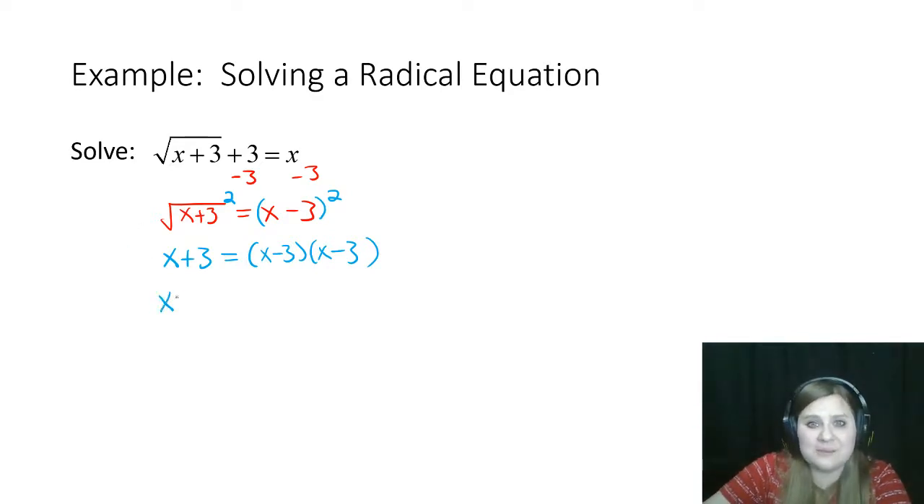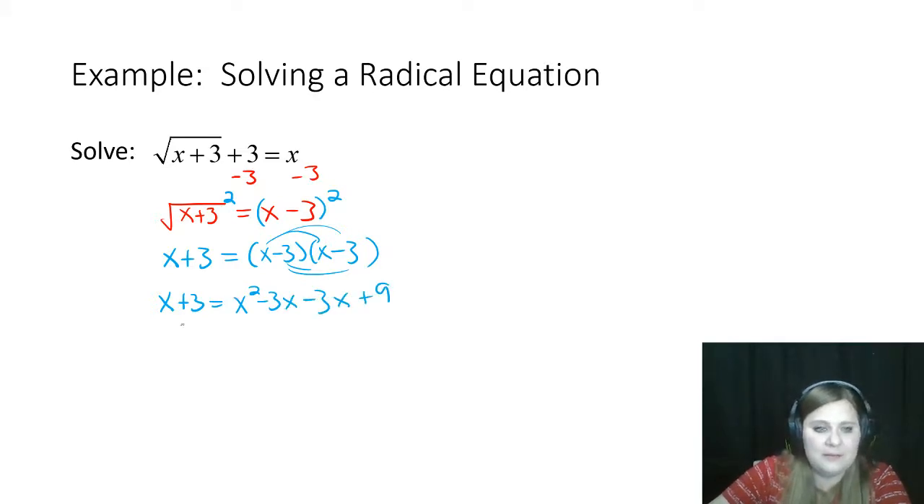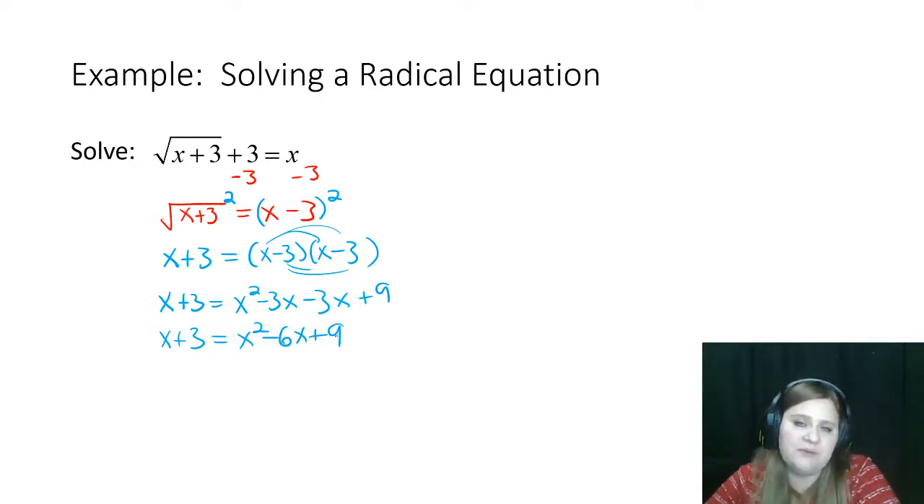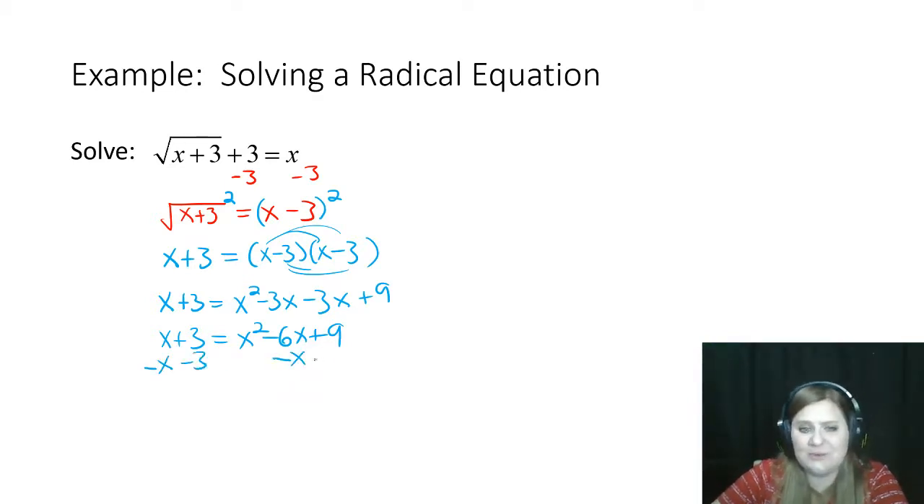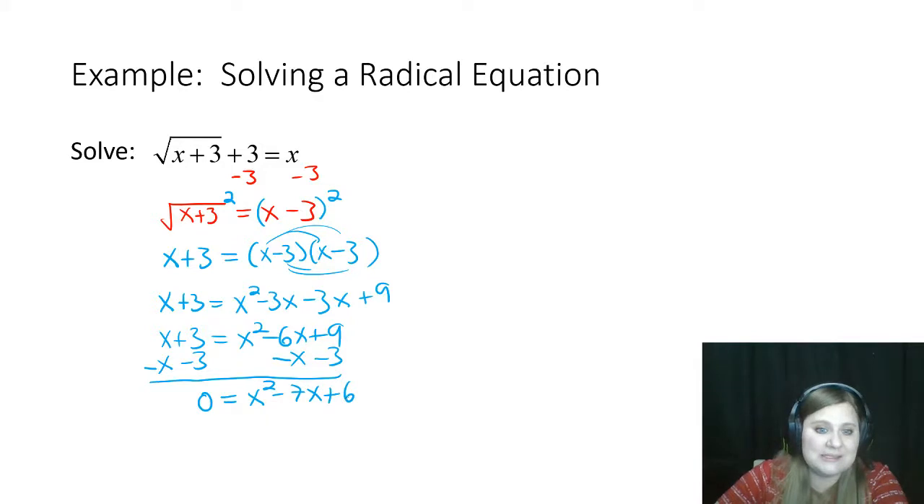Now I carry down x plus 3, and I'm going to FOIL. And when I FOIL, I have x squared minus 6x plus 9, so x plus 3 equals x squared minus 6x plus 9. Now, I do need to move everything over to one side because we now have a quadratic, and quadratics have to equal 0 to be solvable. So I subtract x, I subtract 3. That gives me 0 equals x squared minus 7x plus 6.